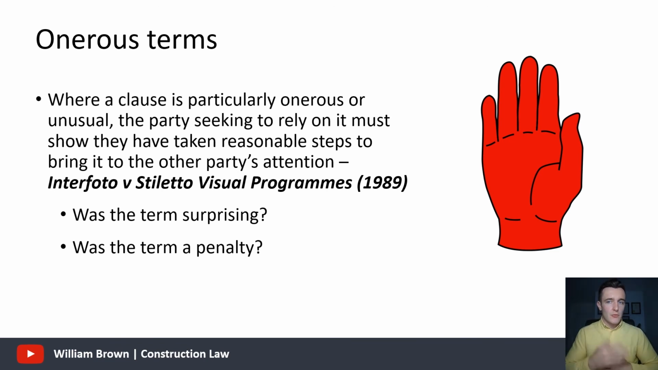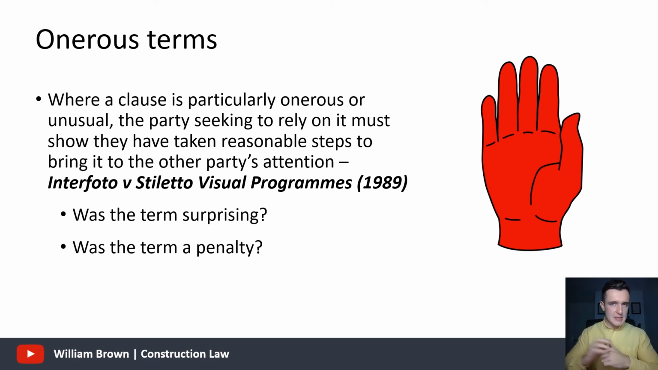The reason I've got the red hand here is because this is effectively the same as the red hand rule that was expressed by Lord Denning in a rather famous case of Thornton and Shoe Lane parking. That particular case was all to do with the incorporation of an exemption clause, where Lord Denning set out that if you seek to rely upon an exemption clause, which again is an onerous term in its own right, then you must have a red hand pointing to it. It must be written in red ink, and that's what you must do to bring it to the reasonable attention of the other party. But this is all to do with onerous terms.